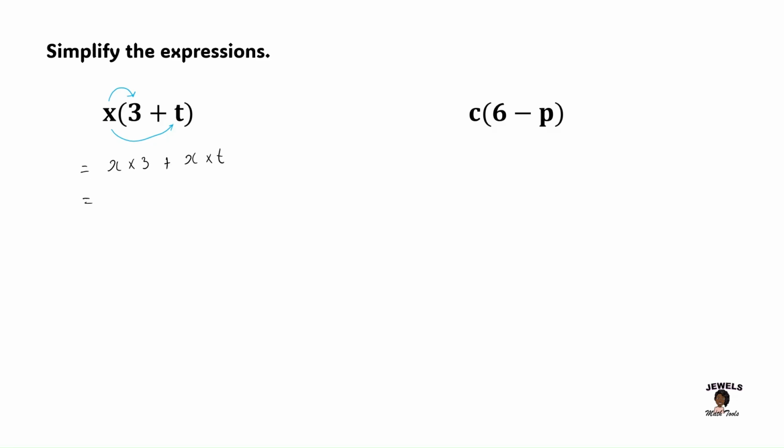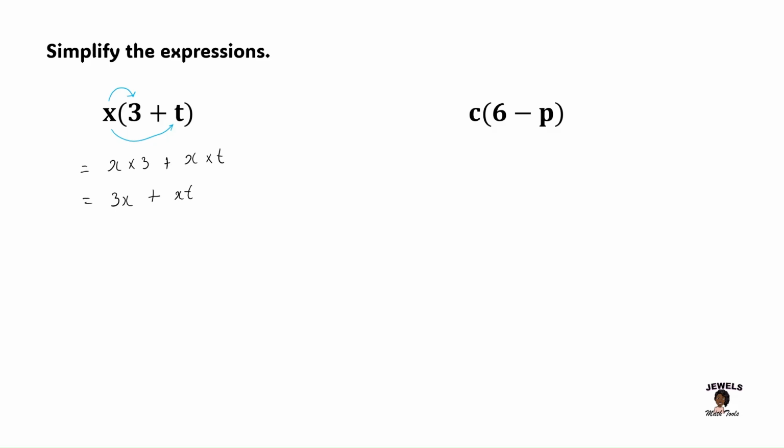So x times 3 will equal 3x. And remember that anytime you multiply a variable and a constant together, the constant, which now becomes your coefficient, will always be written first. And then we're going to multiply x times t, which will equal xt.